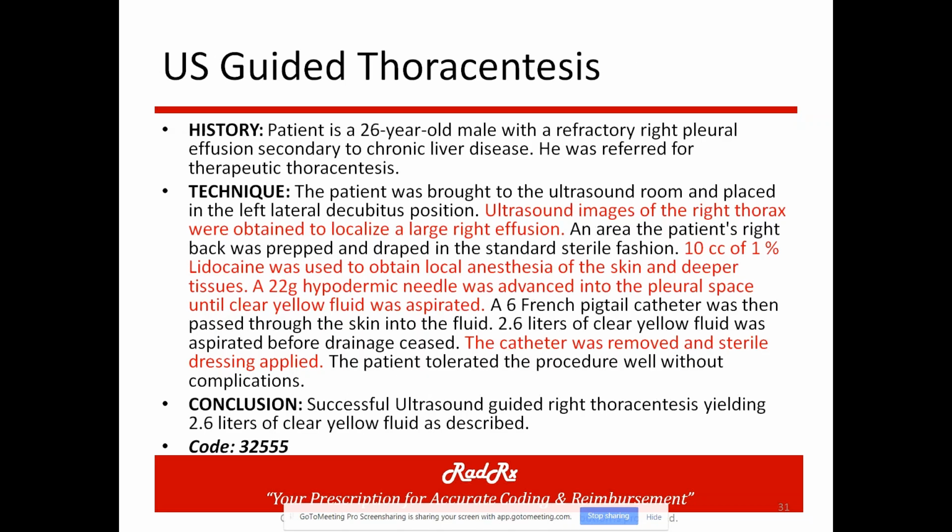So here's an example of an ultrasound guided thoracentesis. Here, it tells us that ultrasound images of the right thorax were obtained to localize a large effusion. Then we see that the needle was advanced into the pleural space, fluid was aspirated, and then it says the pigtail catheter was passed through the skin into the fluid, and then they aspirated more fluid before the drainage ceased, and then the catheter was removed and sterile dressing applied. So based on the documentation here, even if they had not specifically said it was a thoracentesis, just looking at the work in the report, we would know that this is not a drainage, that it is an aspiration, and that we would assign the thoracentesis code 32555.